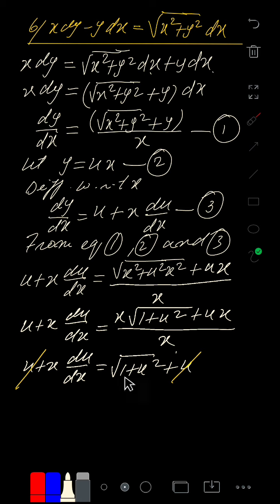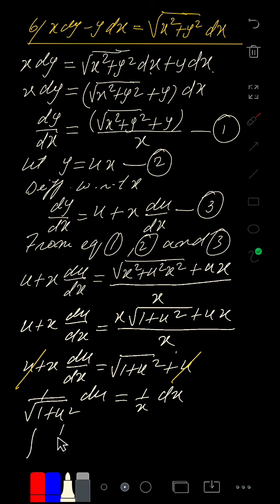So transposing under root 1 plus u square to left hand side and x dx to right hand side, we get 1 upon under root 1 plus u square du is equal to 1 over x dx. Now integrating both sides, we get integral 1 upon under root 1 plus u square du is equal to integral 1 upon x dx.